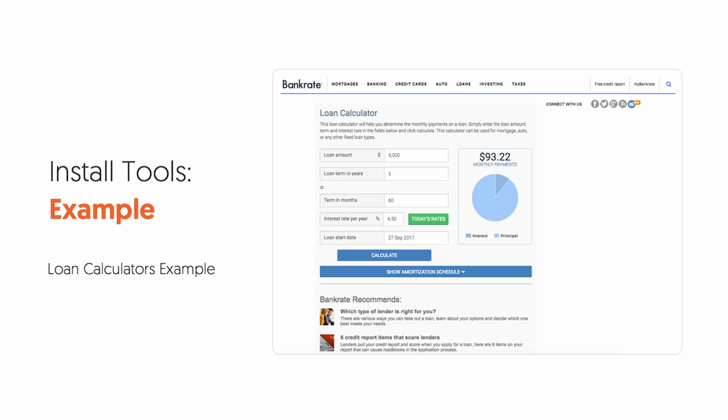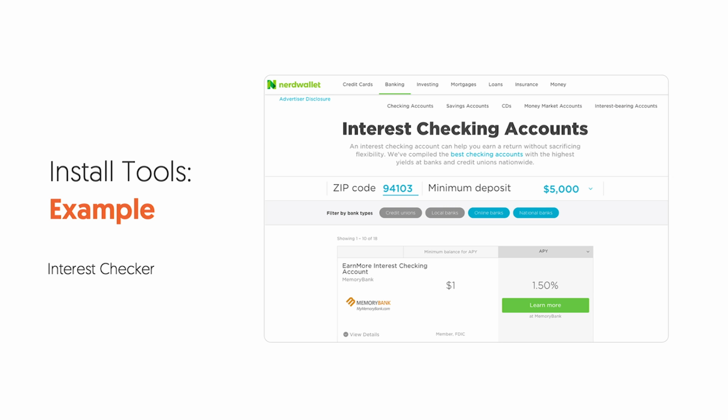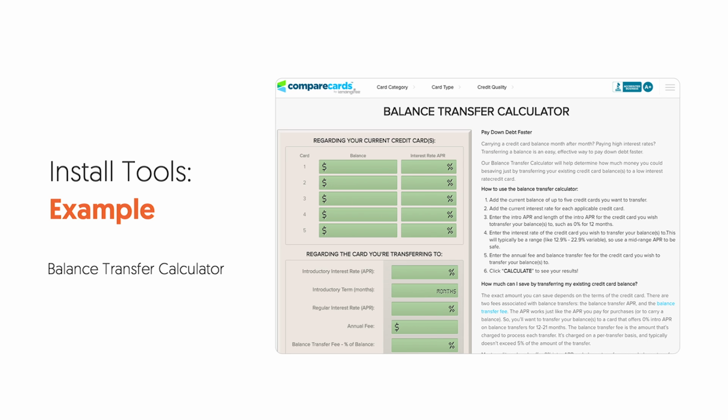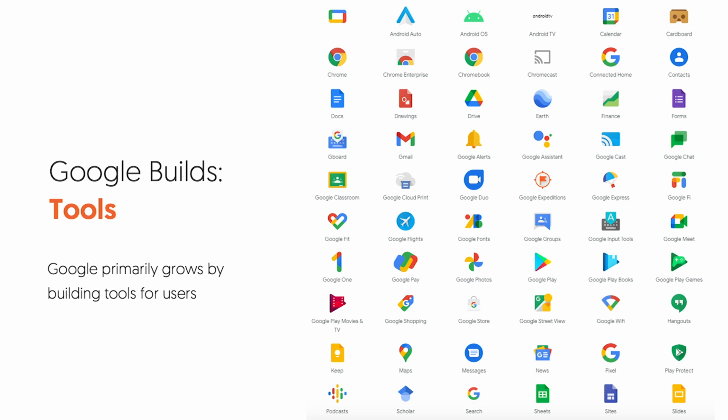Another example, Bankrate, loan calculators, that has done extremely well for them over time. Something similar with NerdWallet, they use checking account comparisons. This is an interest checker, and that's done well for them. Here's another one on credit cards. This is a balance transfer calculator. And when you just think about it, these pages tend to rank high, have high usage, high repeat usage, and they tend to generate a lot of natural backlinks. Even Google themselves builds a lot of tools. Here's just an example of some of the tools that they have in their ecosystem.